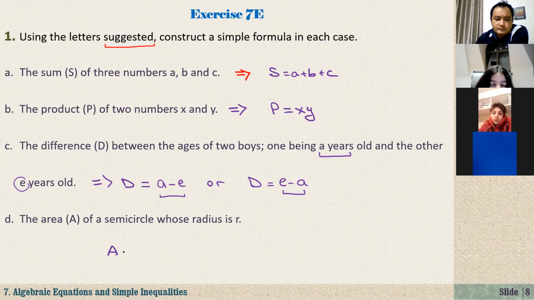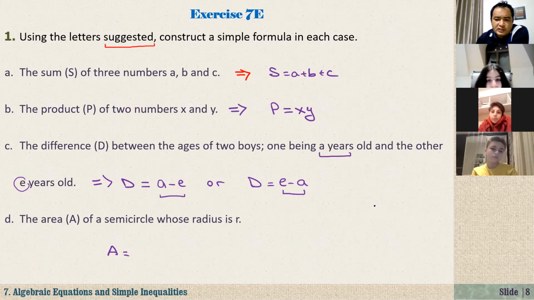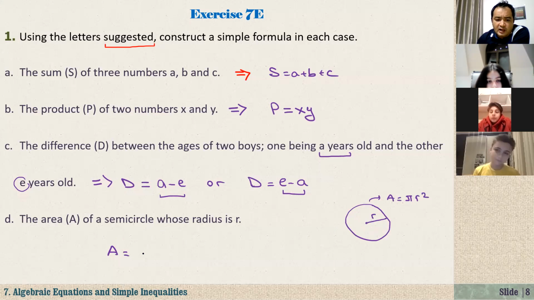I think A equals area divided by... If you are given a circle, radius is R, what is the area of the circle? It is pi R squared, right? But here it says semicircle, half of the circle. So that is half of the circle, one over two times pi R squared. Okay? Because guys, we are going to use these expressions a lot in the next chapters.